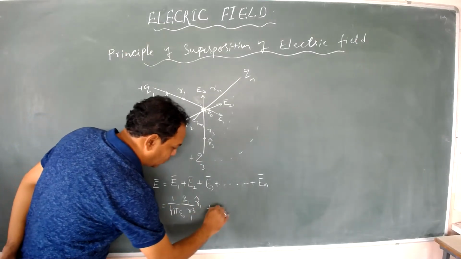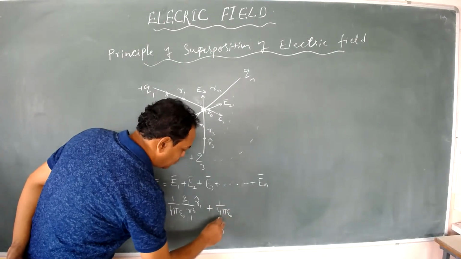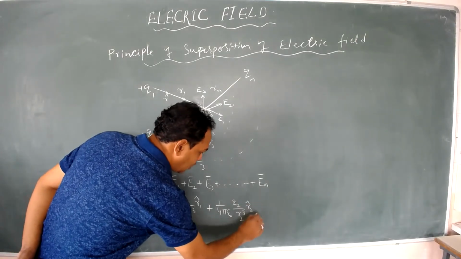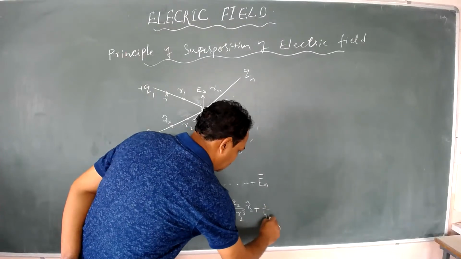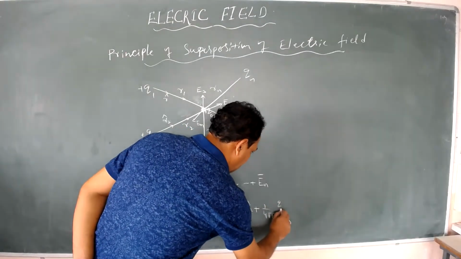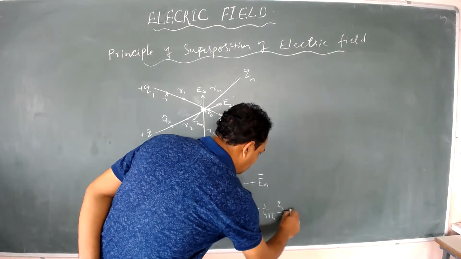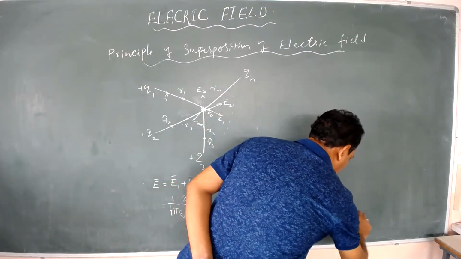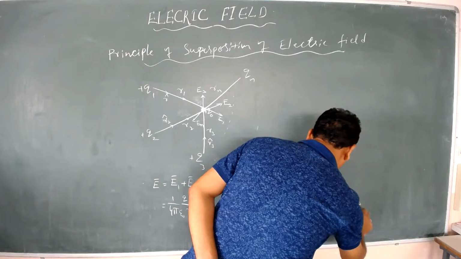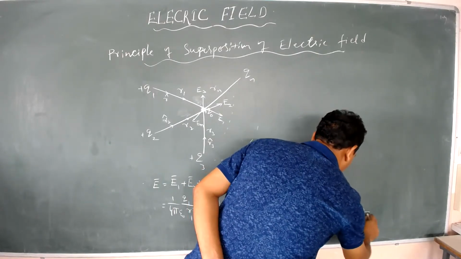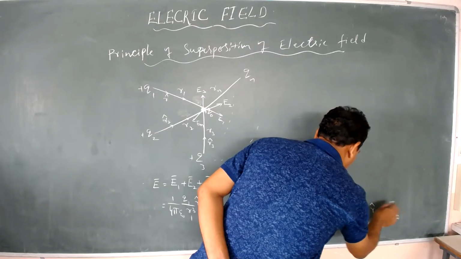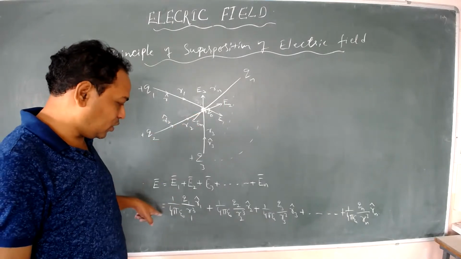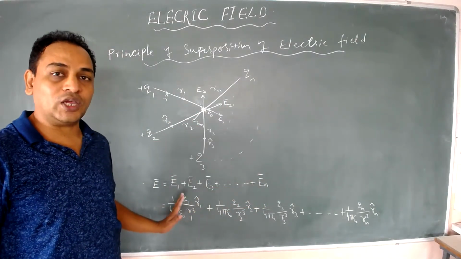Similarly, we can write for the second one: 1 by 4 pi epsilon naught Q2 by R2 cube into R2 cap, plus 1 by 4 pi epsilon naught Q3 by R3 cube R3 cap, and so on. We can write for the final one 1 by 4 pi epsilon naught into Qn by Rn cube Rn cap. So this is how the electric field at this point is the vector sum of all the electric fields due to n number of charges.